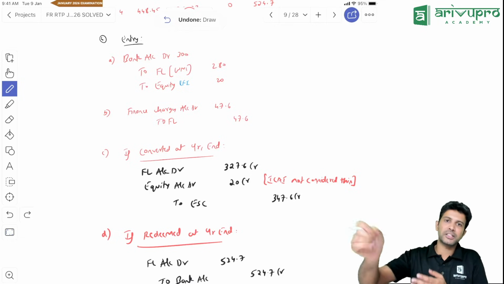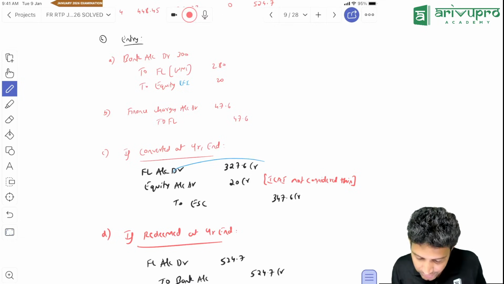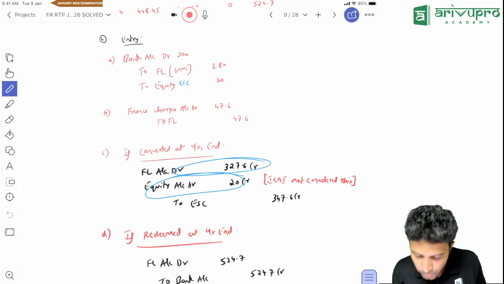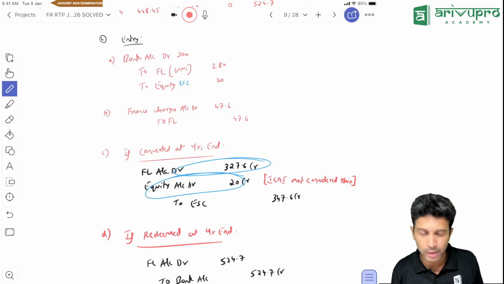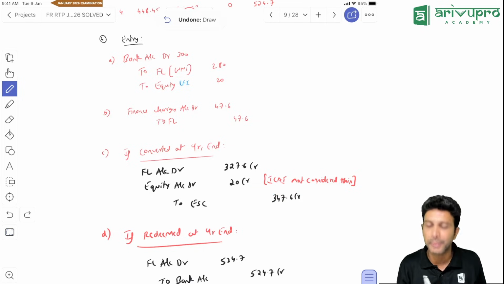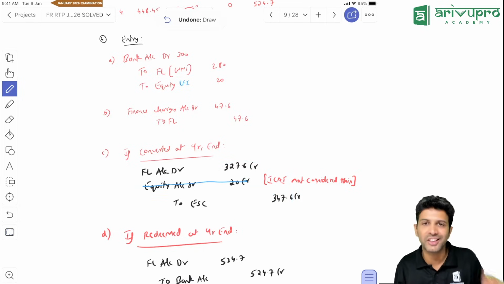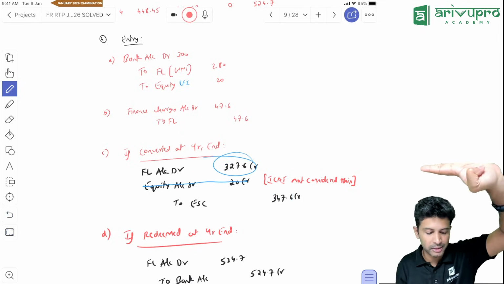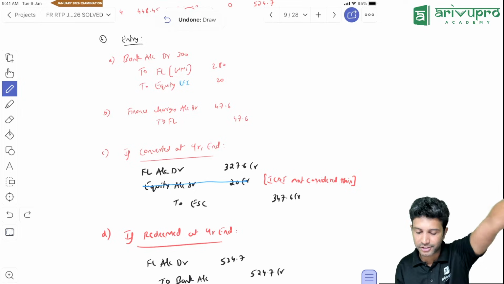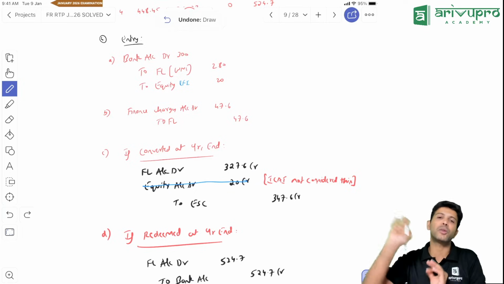When a compound financial instrument gets converted, you don't need the financial liability anymore. You don't need the equity portion of the compound financial instrument either. Both will go off to equity share capital. I feel this should have been the entry, but ICI has not recorded this. The entry they have passed is financial liability account debit 327.6 crore to equity share capital 327.6 crore.